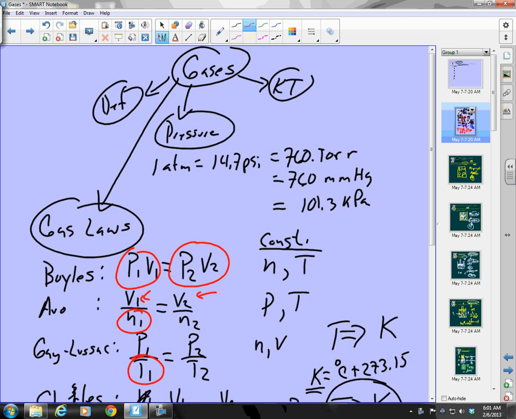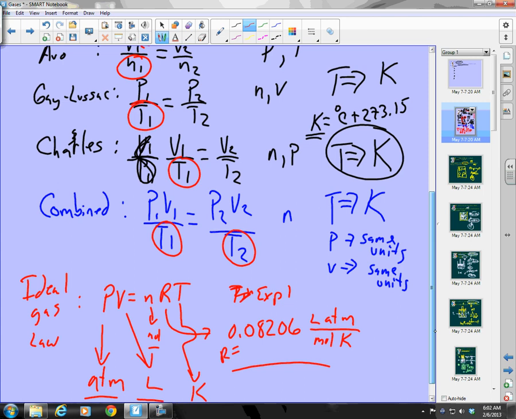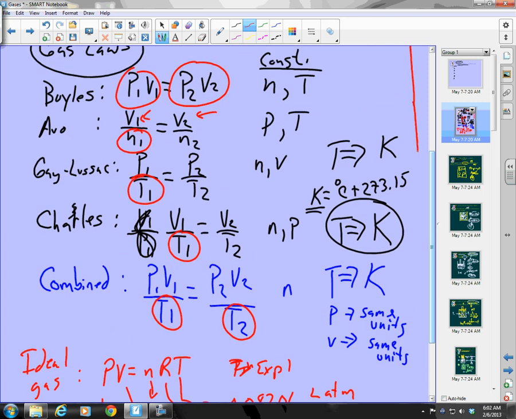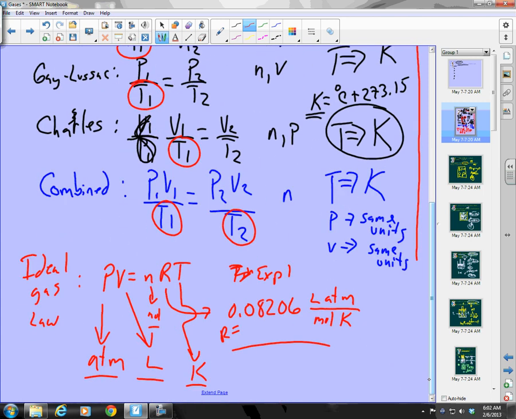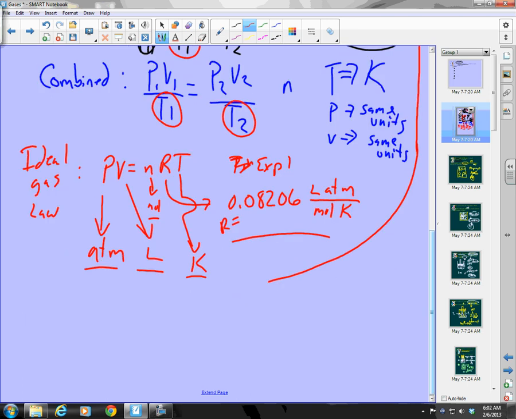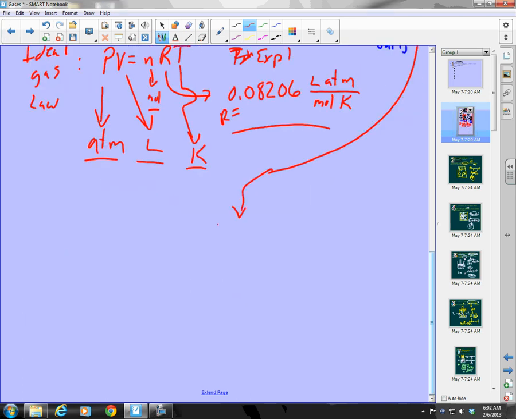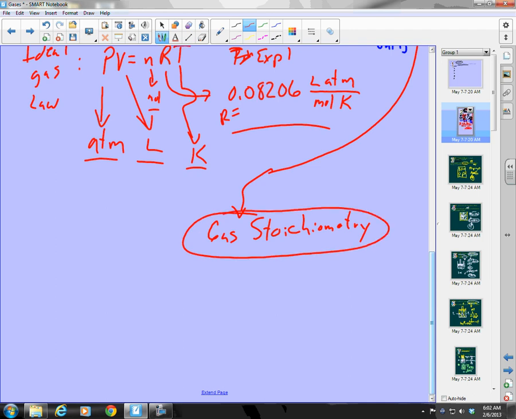Okay, so we have our gases, and we have a definition, pressure and kinetic theory, and we have gas laws on here somewhere. And we're going to add to this, and we're going to put down here gas stoichiometry. Stoichiometry, I think we know where we're going with this. We're experts at stoichiometry, and so we should be fine with gas stoichiometry.